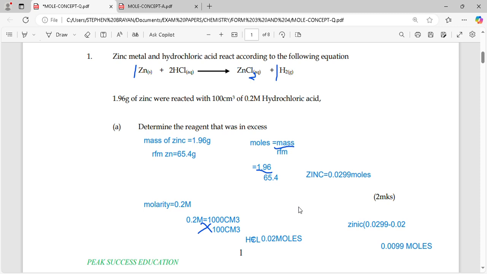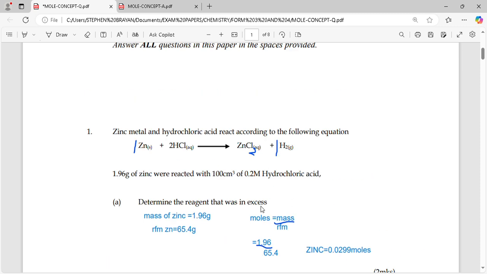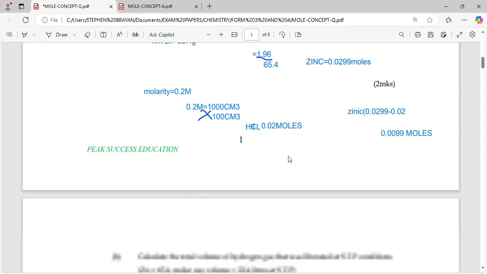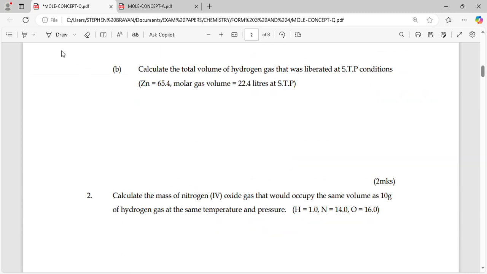So that will bring us to here. What was the moles of zinc? The moles of zinc was 0.0299 moles. That is the same moles that hydrogen is also going to have. Naelewana hapo vizuri? So we'll have to talk about the mole ratio.